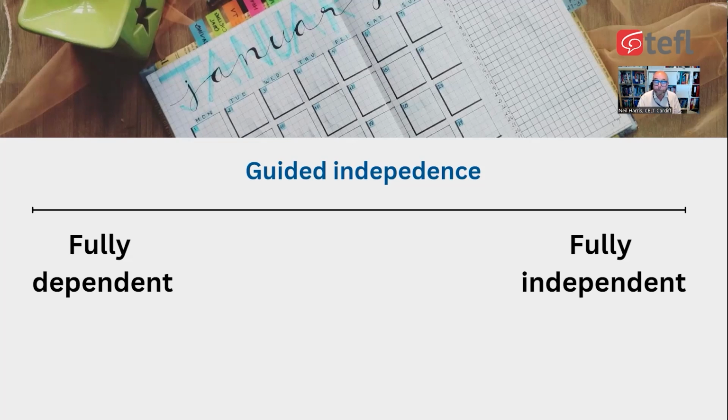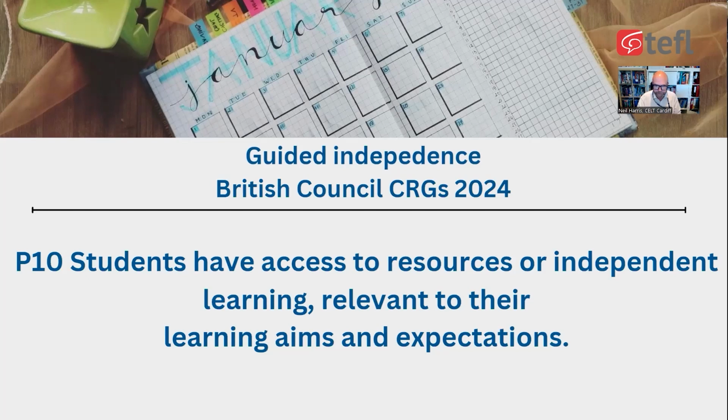And it's interesting that the British Council accreditation scheme, which looks after private language schools and private institutions in the UK, where English is taught as an international or as a foreign language, they actually have quite a lot to say about independent learning. This comes from a document that was published earlier this year. And when they look at the availability of resources, which comes in the P for premises section of the inspection, the British Council say that it is important that students should have access to resources for independent learning that's relevant to their aims and their expectations.